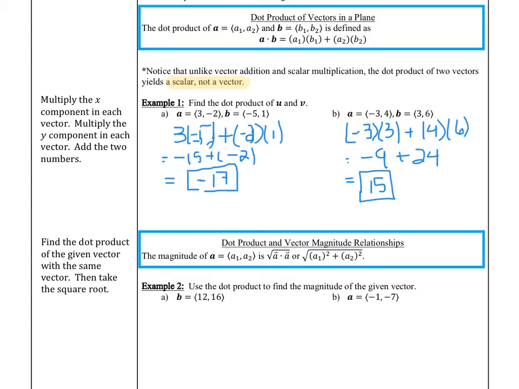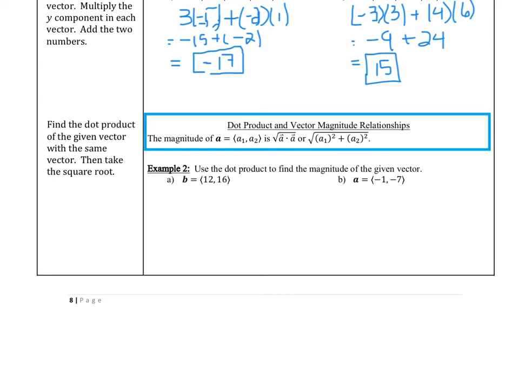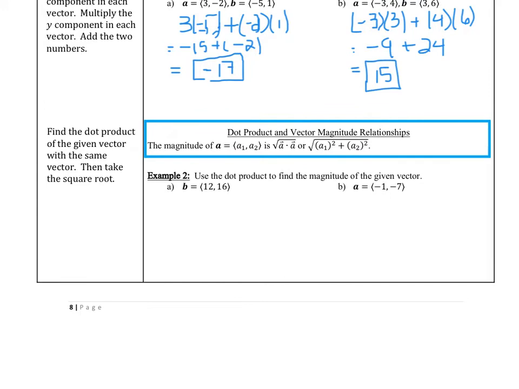And then we're going to move on to using our dot product to find the magnitude. Remember, our magnitude represents the length of our vector. On the previous day, in the 10A notes, we saw this formula, but we didn't use it. And so now we're going to use it. Essentially it's the Pythagorean theorem. It's your a squared plus your b squared, and then you square root.